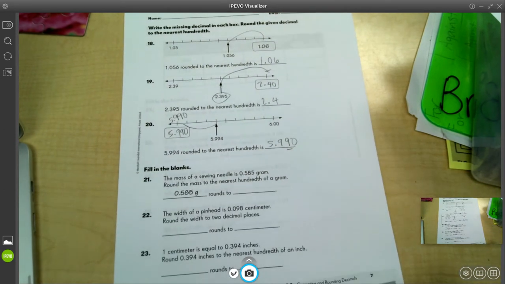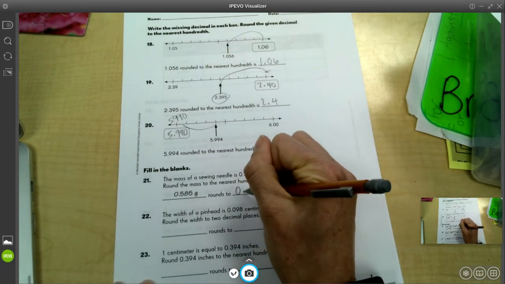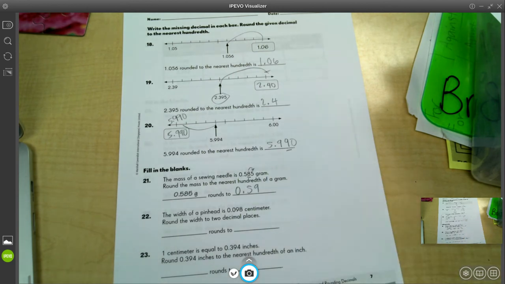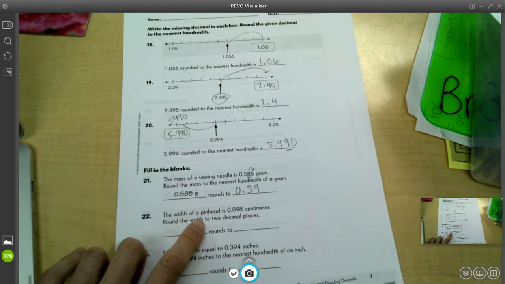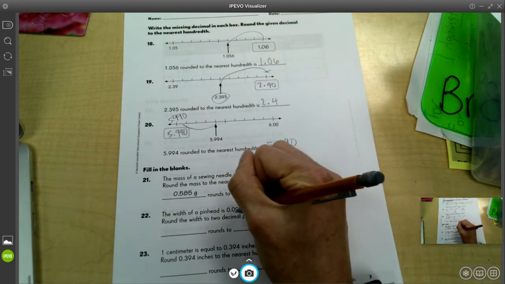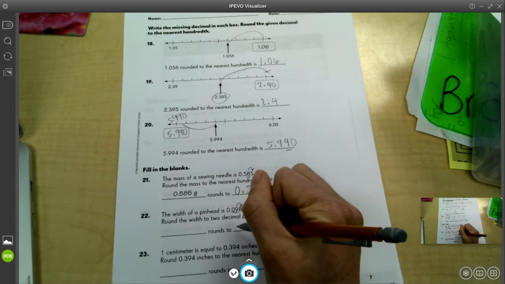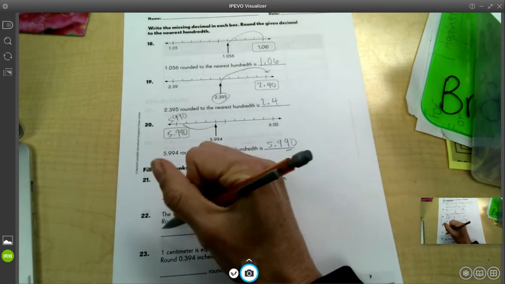All right. The mass of a sewing needle is 0.585 grams, 585 thousandths of a gram. Round the mass to the nearest hundredth of a gram. So here's my hundredth. I'm going to look next door. Going to go up. The width of a pinhead is 98,000 centimeters. Round the width to 2 decimal places. So here's 2 decimal places. I'm going to look next door. This is going to move this up to this.